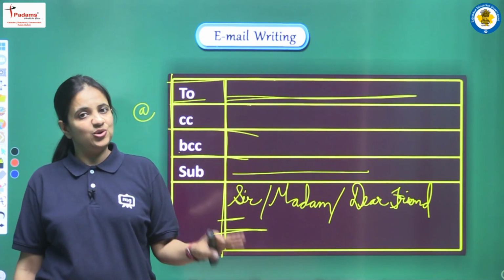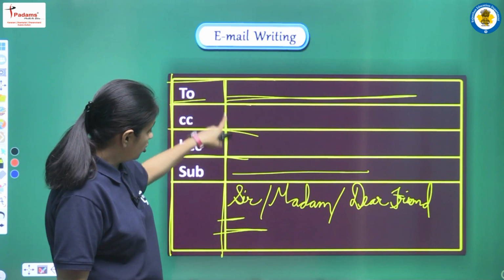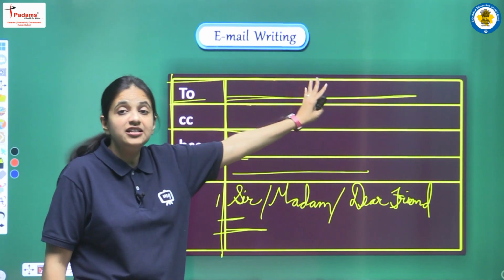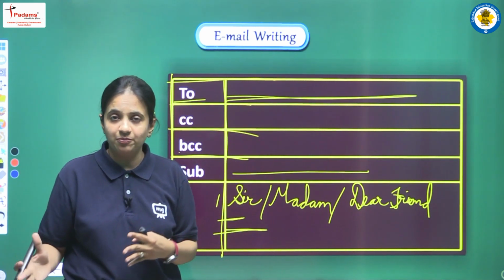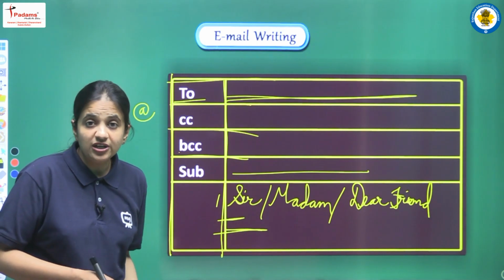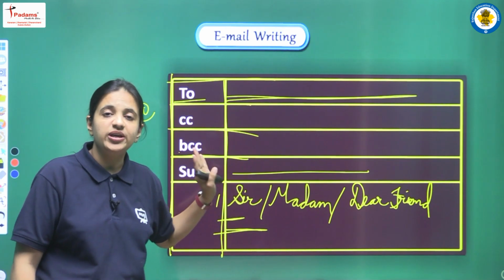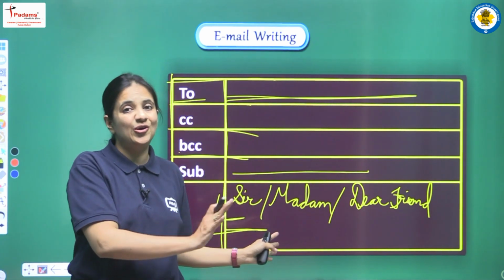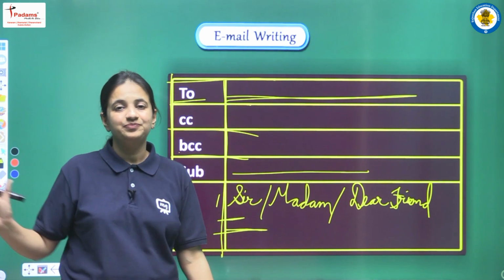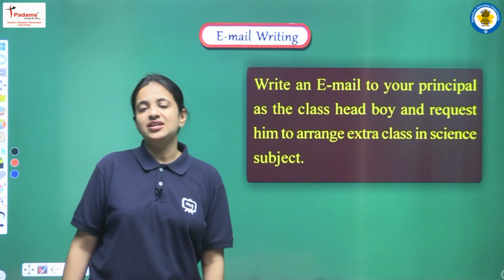I hope it is clear to you all. And yes, you have to draw the same lines, the similar structure, in your copy with the help of a ruler only. Then you have to make these columns and write your email in this structure only. Clear? Now let's see some examples.